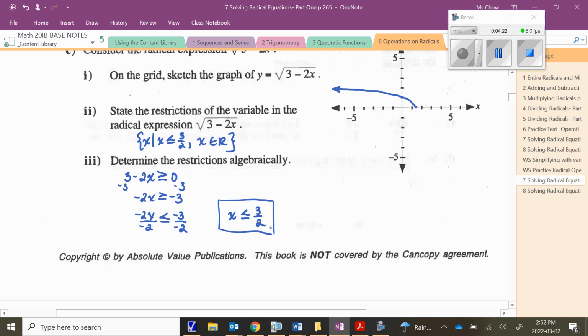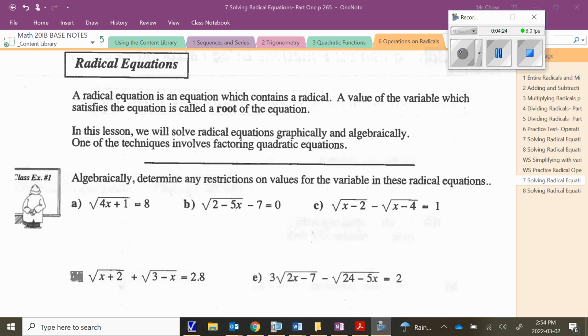Okay, there we go. Let's take a moment and read that little blurb about radical equations. A radical equation is, of course, an equation which contains a radical. And a value of the variable which satisfies the equation is called a root of the equation. And we've seen that before when we were solving quadratic equations. The solutions were called the roots of the equation. And so we will be solving the radical equations both graphically as well as algebraically. And sometimes it might involve doing some factoring of our quadratic equations.